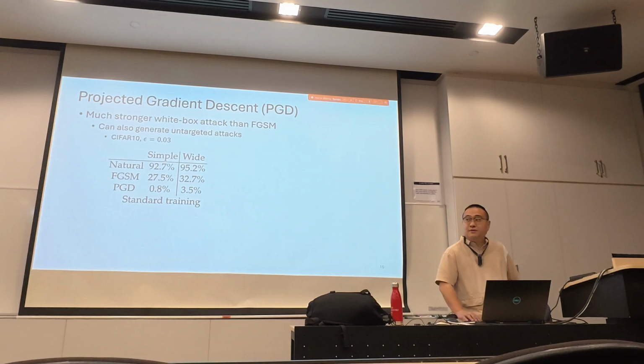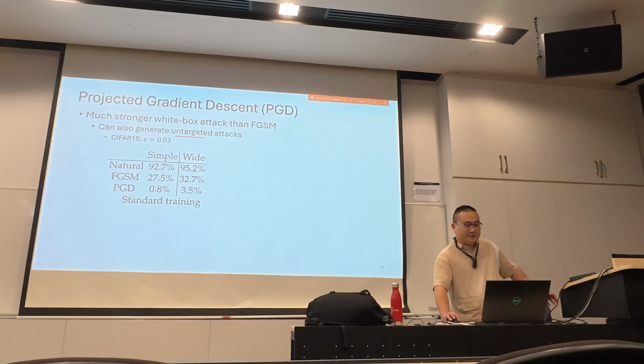So let's see the results of PGD. Here we show the results for untargeted attacks. PGD can do both targeted and untargeted attacks, but here we compare the untargeted attacks. The dataset is CIFAR-10. We set epsilon to a very small value, 0.03. Here there are just two models. The simple one is ResNet. If you are not familiar with the architecture, it will be provided in the codebase.